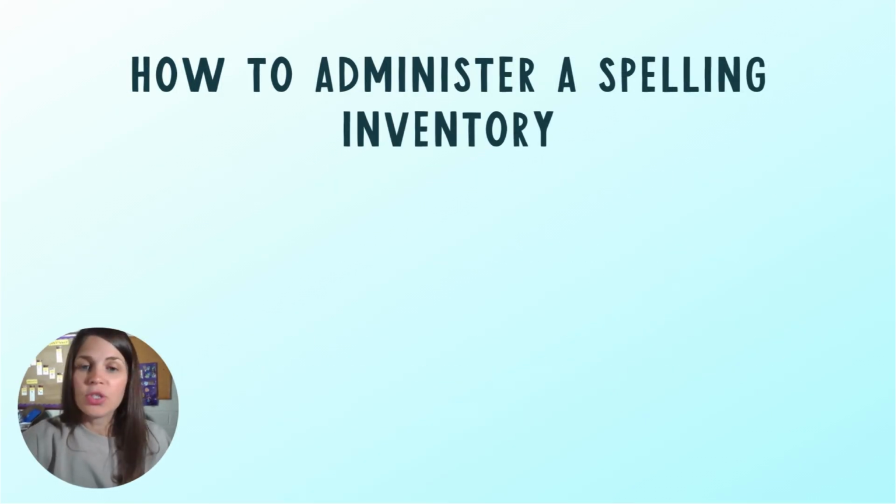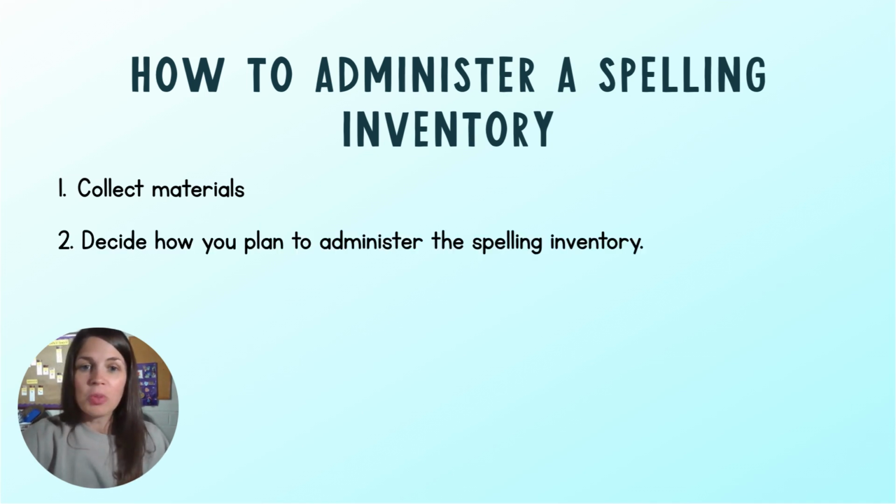So how do we administer a spelling inventory? Just so you know, it can be given whole group, small group, or individually. First, you want to collect your materials. The good news is we're giving you all the materials you will need. Second, you want to decide how to plan and administer the spelling inventory. If you have students maybe with attention issues or special education needs, you might want to consider giving it separately in small groups or individually, just so you get an accurate picture of what your students know.